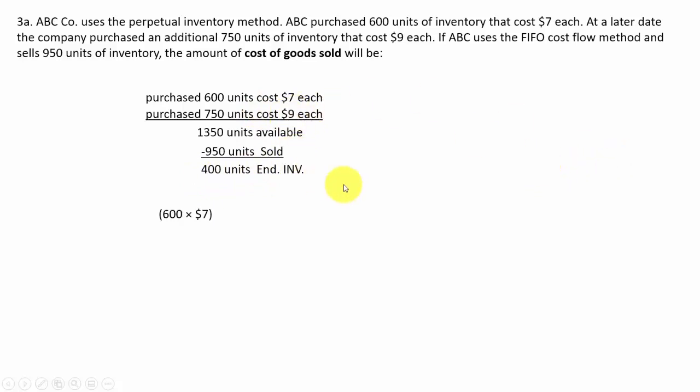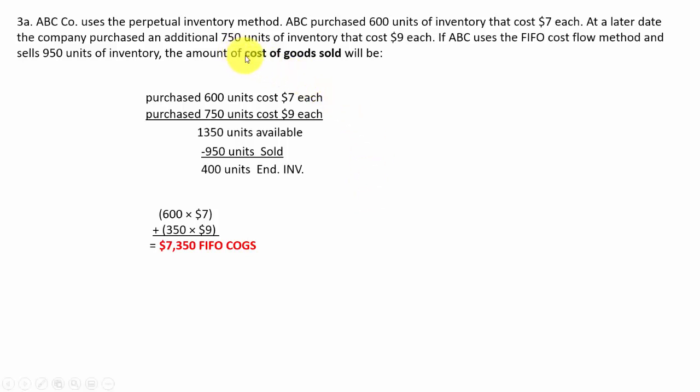So another way to put this out on something you can see would be we have 600 units at $7 that we sold, plus another 350 units that cost us $9. So that's a total cost of goods sold. These are all sold units, they're all gone, and they cost a total of $7,350. It's important in these kind of questions to understand what it is they're wanting to know.